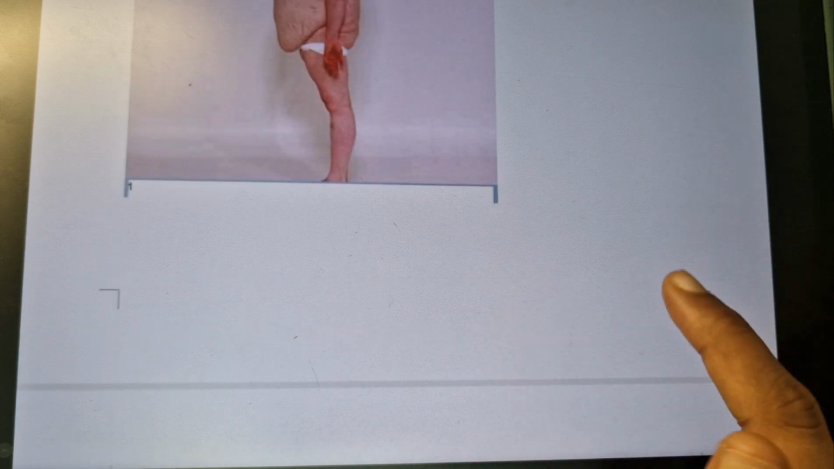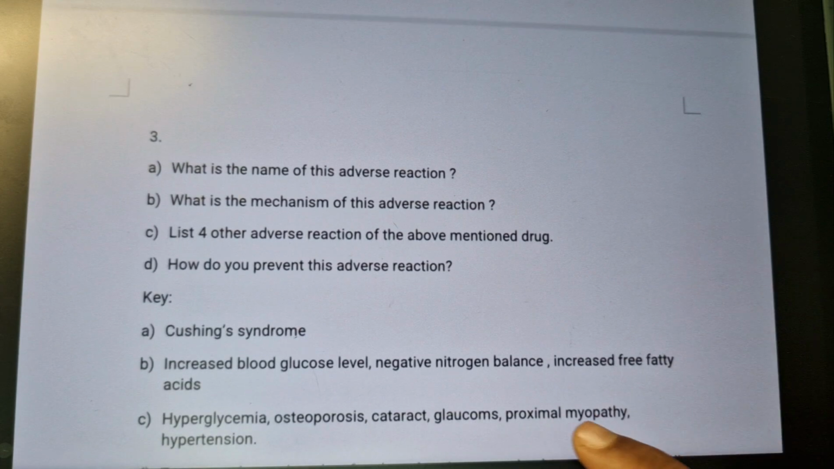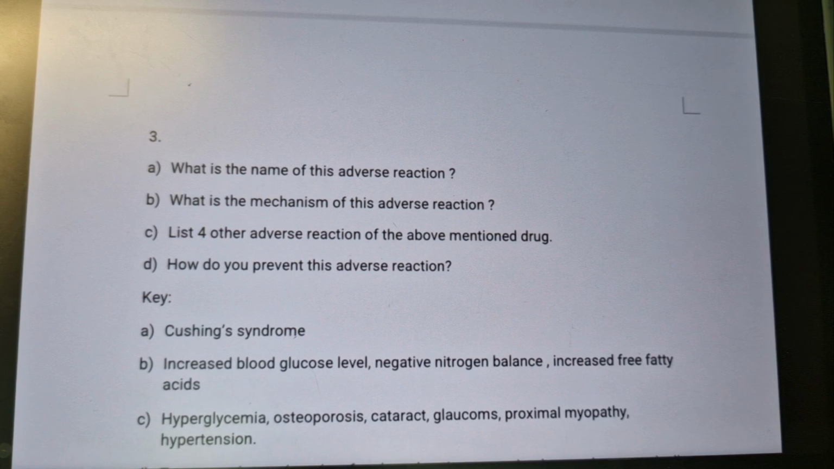The more fat and glucose will be there, so they become fat, increase blood glucose level, increase free fatty acid, and about proteins, you are saying negative nitrogen balance. Negative nitrogen balance means when formation of nitrogen will be less than the degradation of nitrogen, like that is proteins, that we call as negative nitrogen balance, because there is a limb myopathy or atrophy. And this Cushing syndrome is caused by corticosteroids.